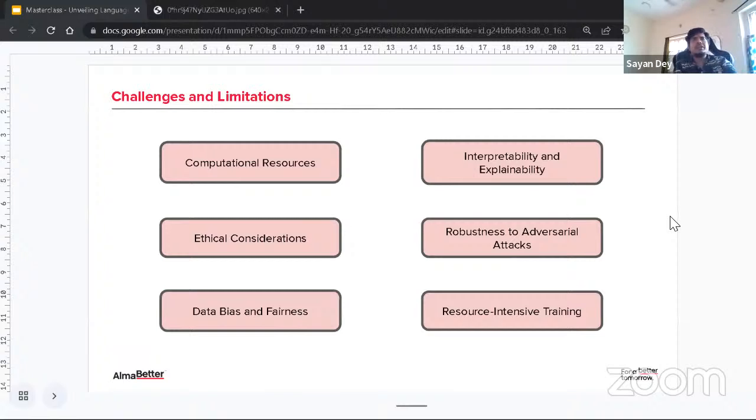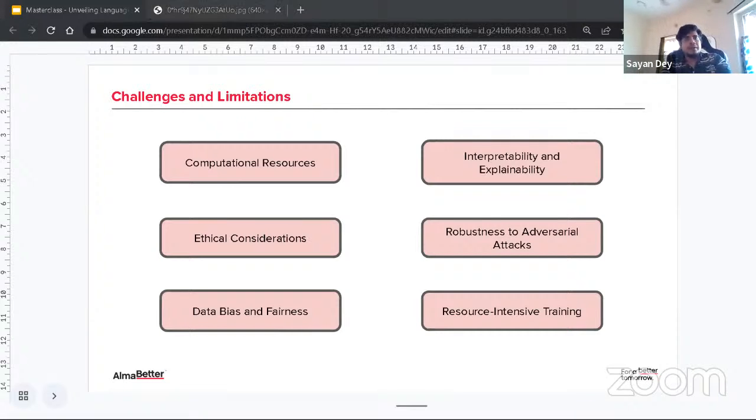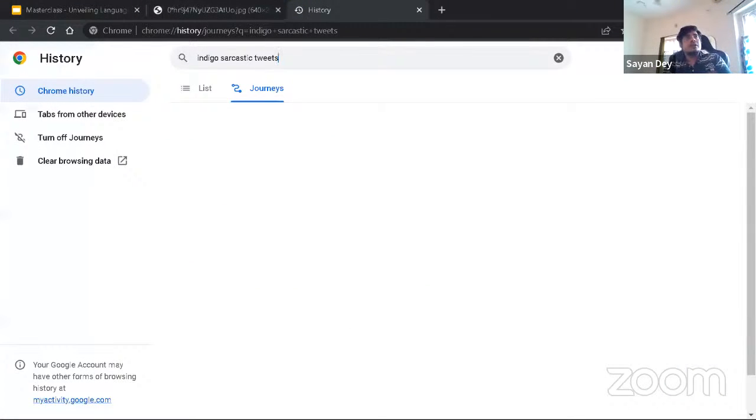These are some general challenges and limitations with respect to AI. I think we were talking about some interesting cases a while back. Definitely, data bias and fairness is an issue. That is the reason why models are often prone to mistakes. Ethical considerations are also an important thing. Especially in the field of NLP, it is very important, because sometimes mistakes do happen.